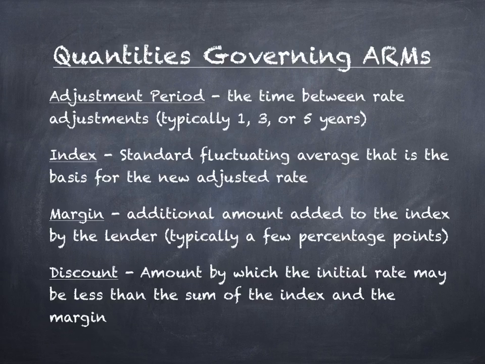Okay? Margin is the additional amount added to the index by the lender. That is how much they're allowed to make it go up. The discount is the amount by which the initial rate may be less than the index. So if the index is currently 3.5 and they're offering you a percentage of 2%, the discounted amount would be a 1.5 rate. Okay?